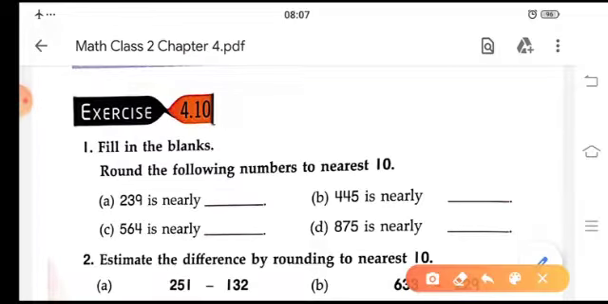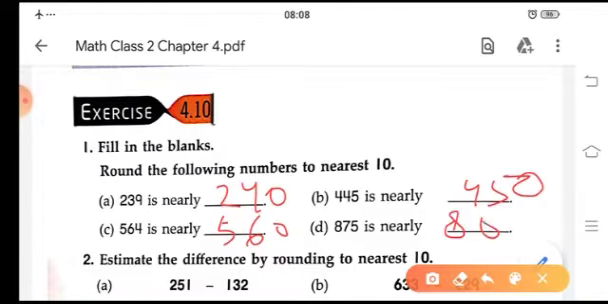Round the following numbers to the nearest 10. So 239 is nearly equal to 240. Okay, and 445 is again nearly 450. 564 is nearly equal to 560 because 9 is greater than 5 and 4 is lesser than 5. Okay, so 875 is equal to 880. Okay.